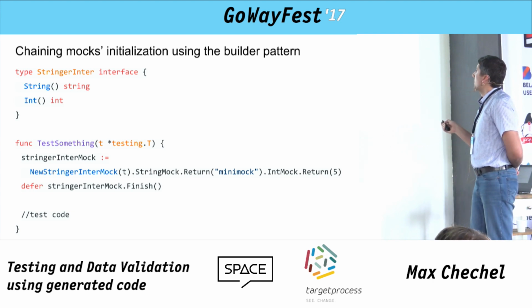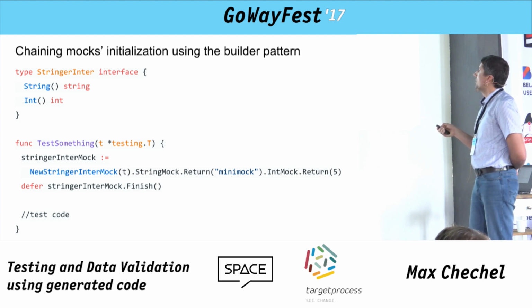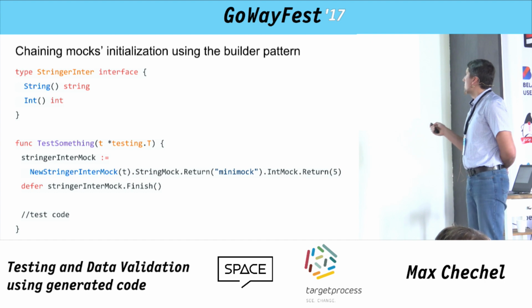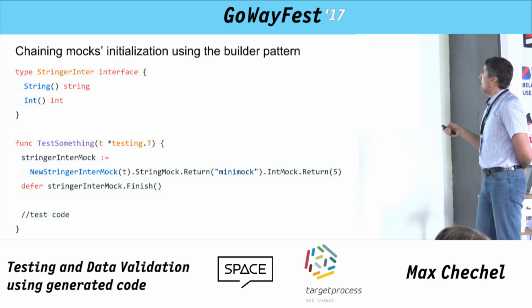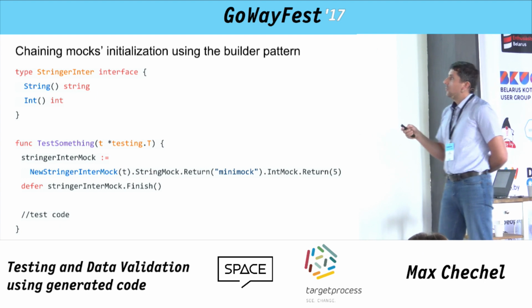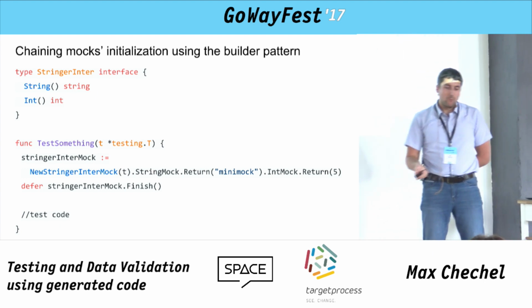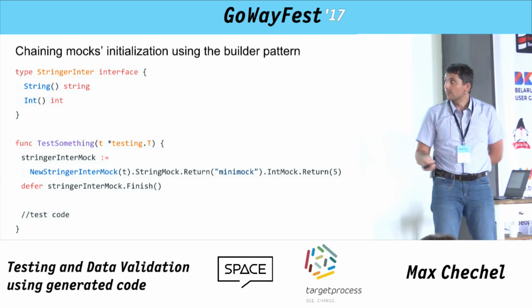We mocked two functions here. We mocked the String function and the Int function. And notice also that we take parameters according to their types. So if you messed up a type somewhere, the compiler will give you an error.